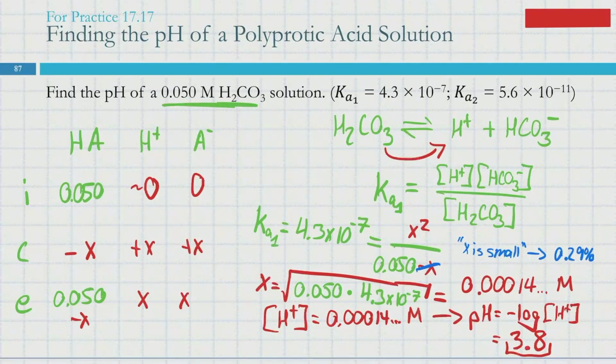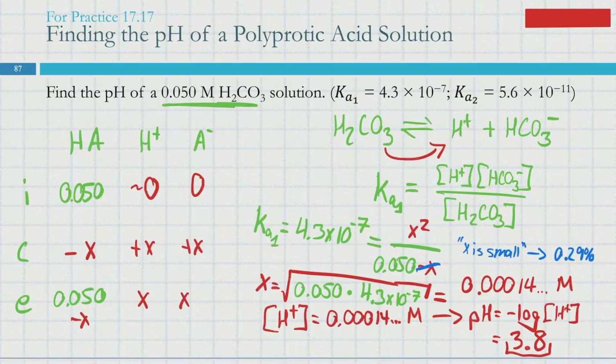Questions? Why didn't we use our other Ka value? Because that's also going to produce some H+. 3.8 was the correct answer. But I didn't even bother trying our Ka2. Any guessers?